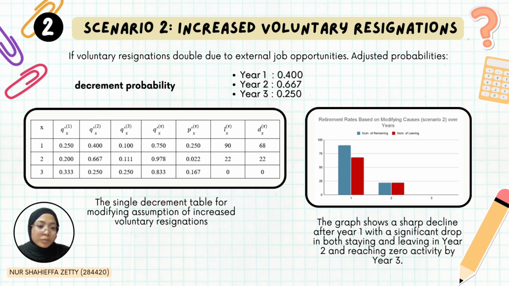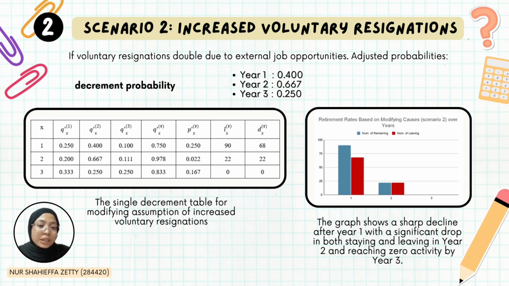So, we put a value of 90 at the first year under the LX tau column. To get the value for DX tau, we multiply the value of QX tau in year 1 by 90. So, we get 68. For the second year, how we get 22 is we just minus 90 by 68. We get 22 for the second year because the number of remaining we minus by the number of leaving in the first year, so we get the number of remaining in the second year.